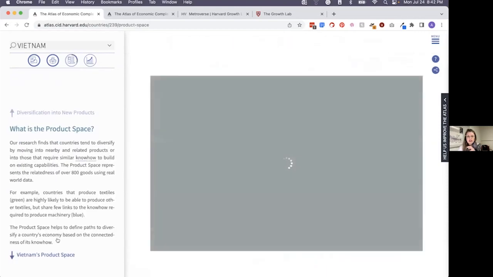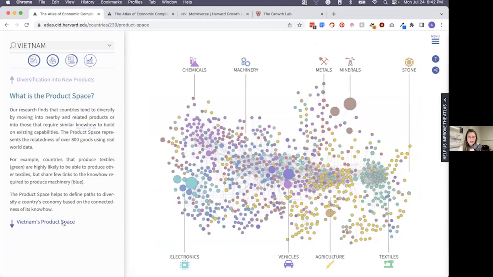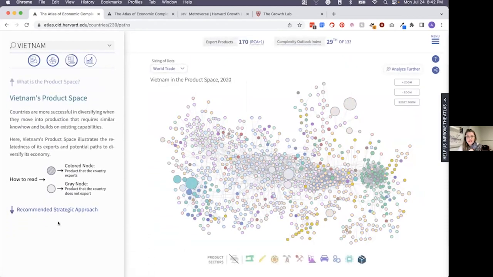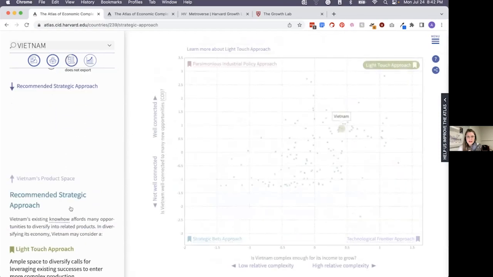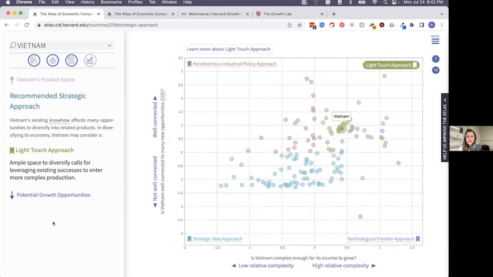We go on to show a country in its product space. This is very important for understanding diversification opportunities. What am I doing now and what is that connected to? So we show Vietnam in the product space. And then we start in country profiles to actually recommend a policy approach.